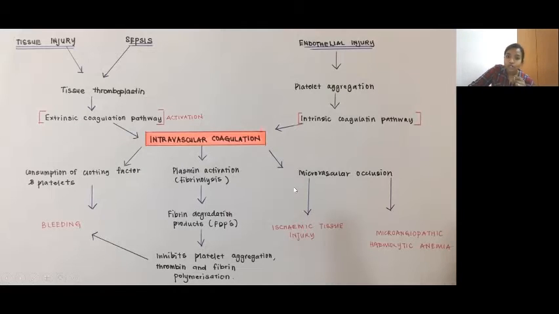To summarize the diagram, what actually happens is when there is an injury, a cause of intravascular coagulation, there is an activation. Activation happens when the tissue factors are released. The tissue factors activate the pathway, and then all of the other sequences carry on and take place.